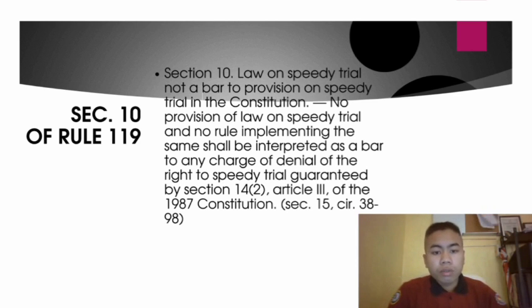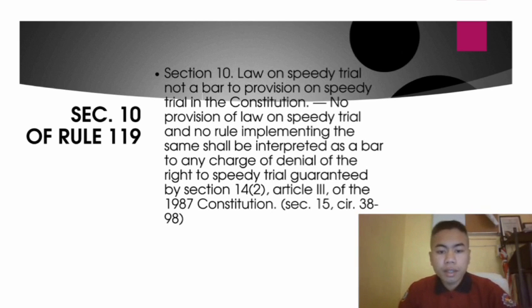However, the rules of criminal procedure cannot be used to circumvent the constitutional right to speedy trial. This is why Rule 119, Section 10 states that no provision of law or rule implementing the same shall be interpreted as a bar to any charge of denial of the right to speedy trial as guaranteed by the Constitution.